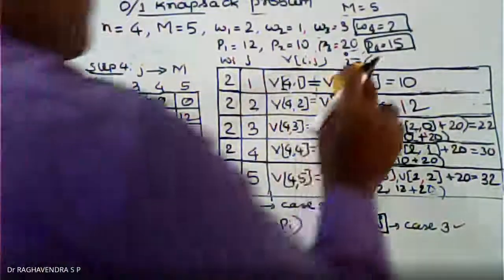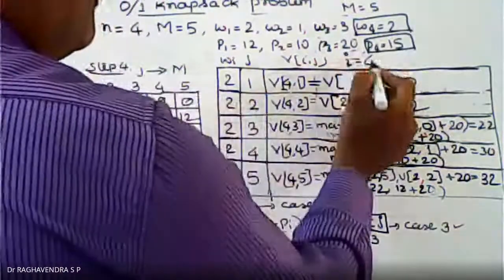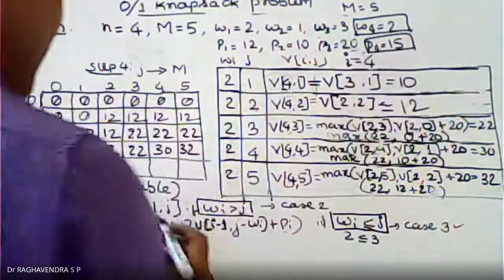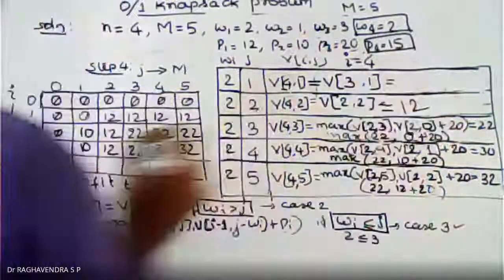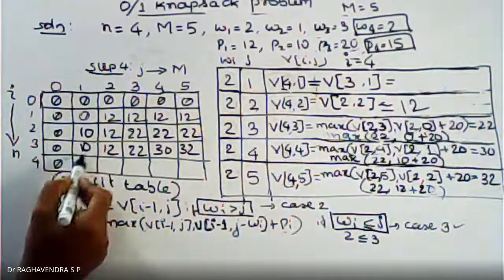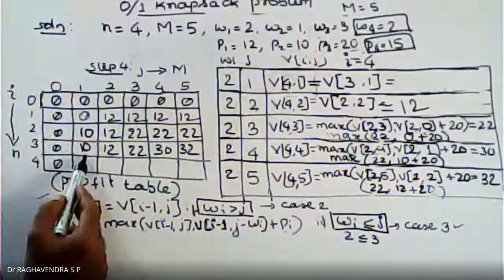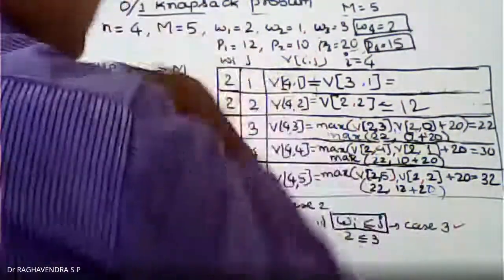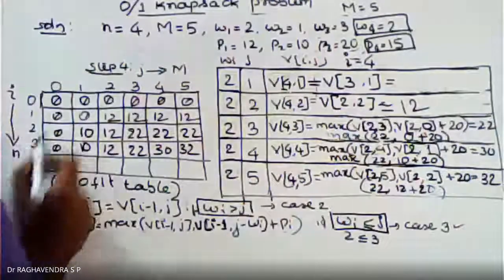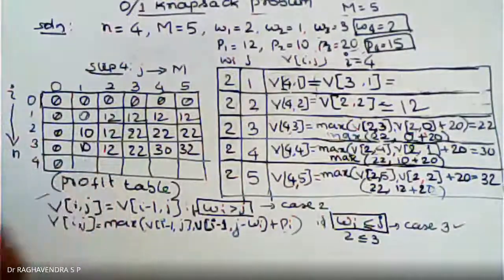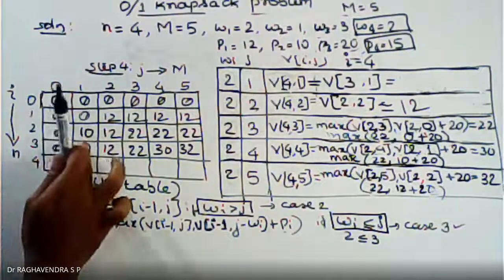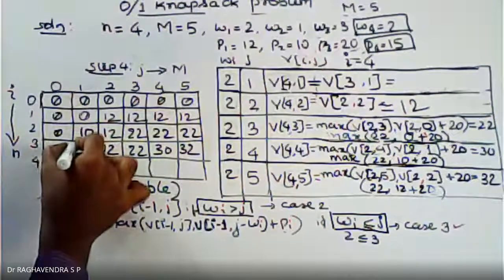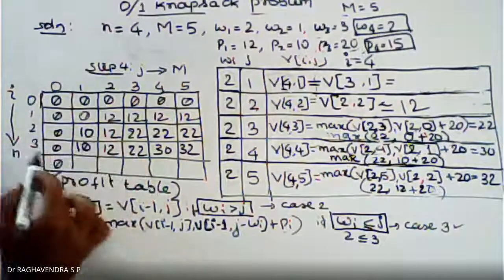So we have I minus 1. I is equal to 4, 4 minus 1 is 3. J value is 1. So what is 3 comma 1? 3 comma 1 is how much?